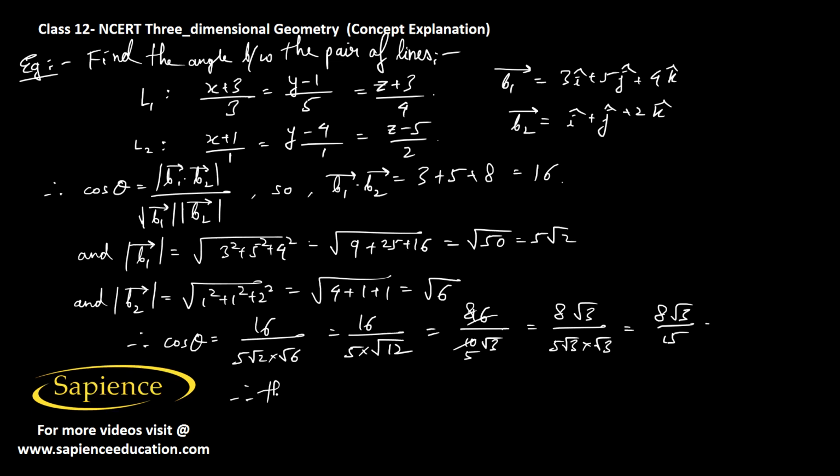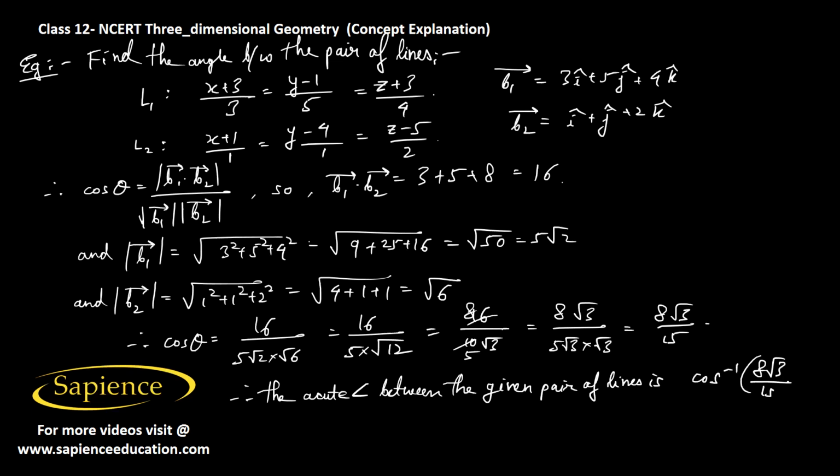So therefore, the required acute angle in between the given pair of lines is cos inverse of 8 root 3 by 15. So this is the answer.